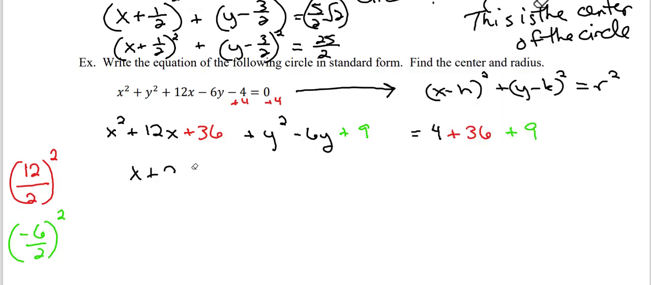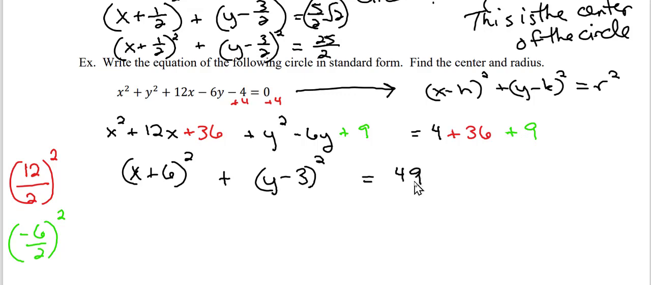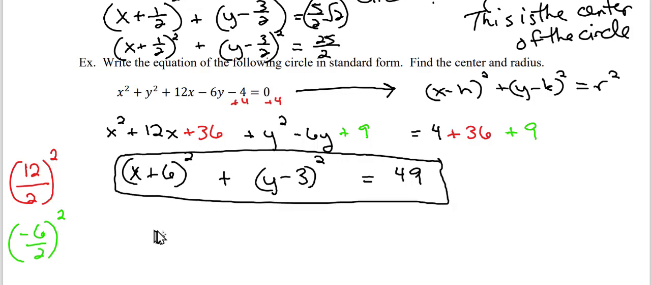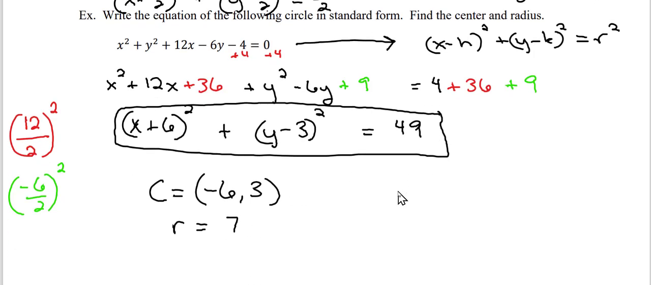Factoring the first perfect square trinomial here gives me x plus 6 quantity squared. This one will be y minus 3 quantity squared equals, what is that, 49. That is the standard form of a circle. From it, we can read right off the center, -6, 3, and the radius is 7, the square root of 49.